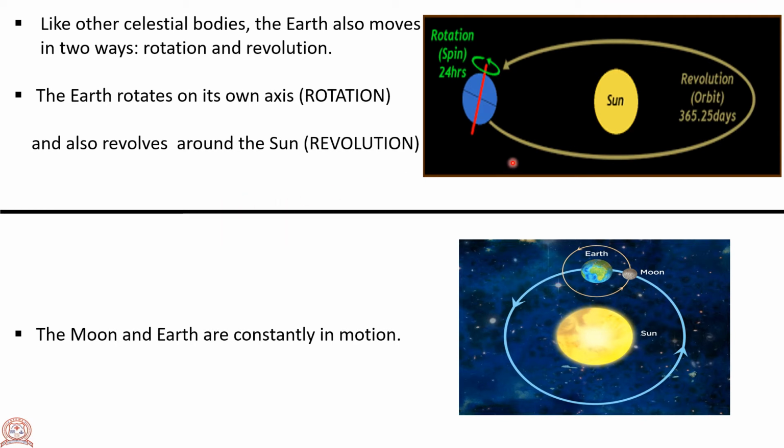Like other celestial bodies, the earth also moves in two ways, that is rotation and revolution. Rotation means the earth rotates on its own axis. The earth revolving around the sun is known as revolution. The moon and the earth are constantly in motion. That means the earth and the moon are revolving all the time.